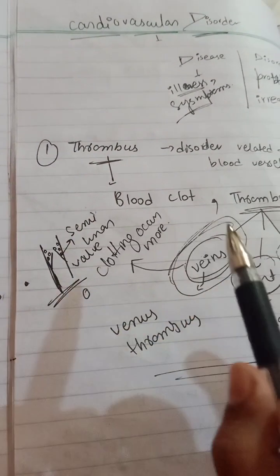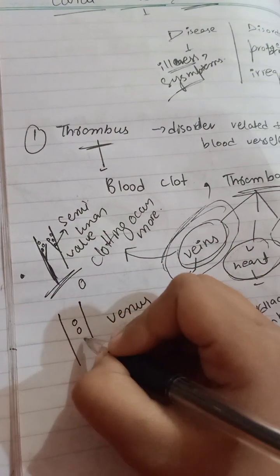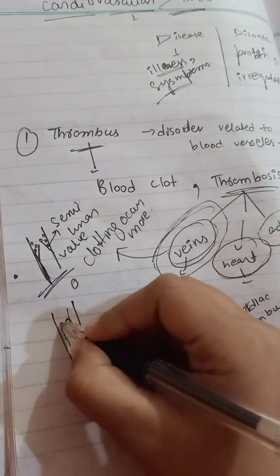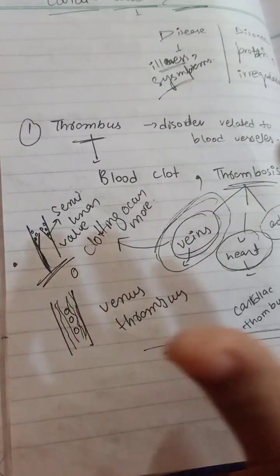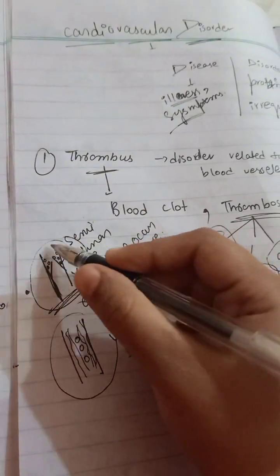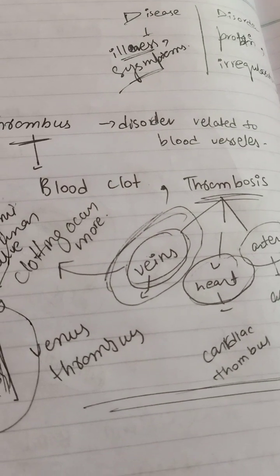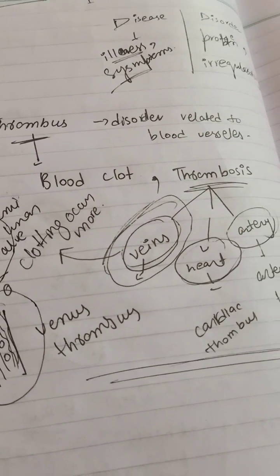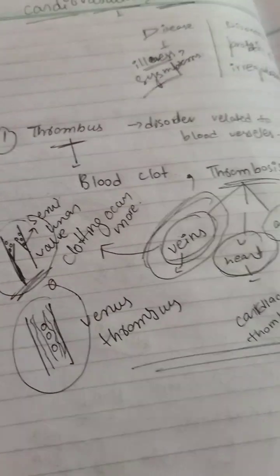If we talk about the artery, it has no such valve, so if there is a blood clot, the blood basically moves from here to there. The blood flow is a little bit there, but in the veins there is much less flow. So that's why the major cases are venous thrombus.